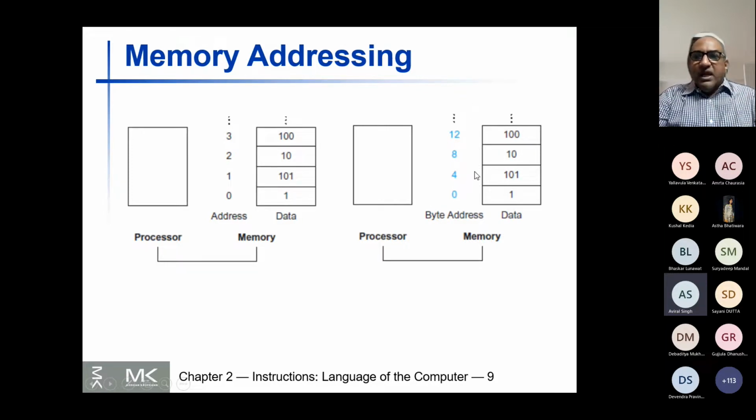0, 8, 4. And you can also access in between. It's not that way. Suppose you want to access a word starting from address 2, then it is possible. In that case, if you want to access 32 bits starting from address 2, it fetches the bytes from 2, 3, 4, and 5. So that can also be done.